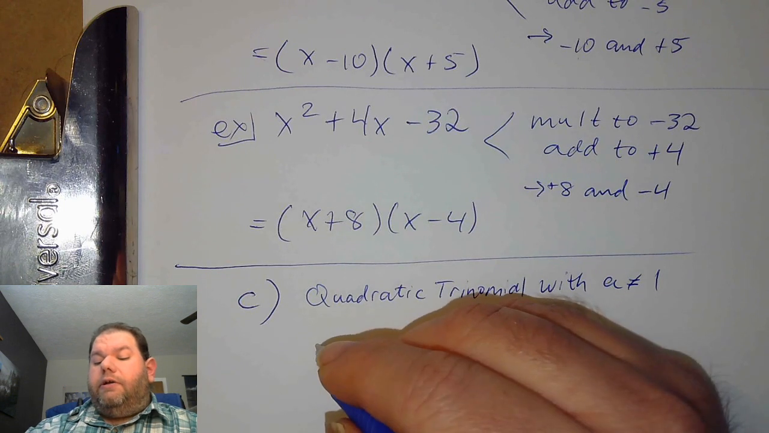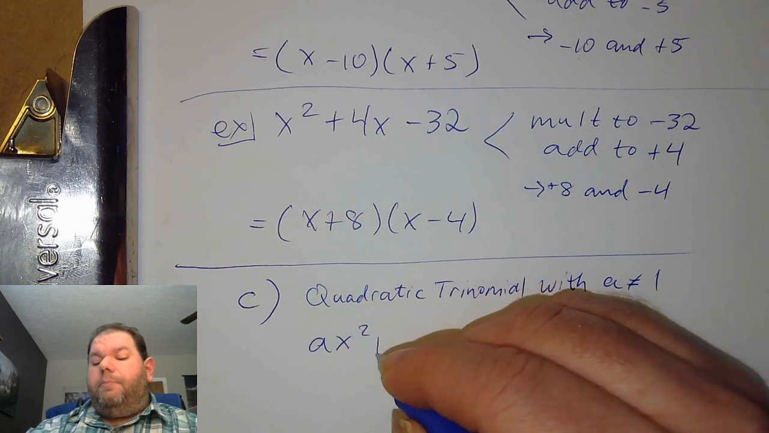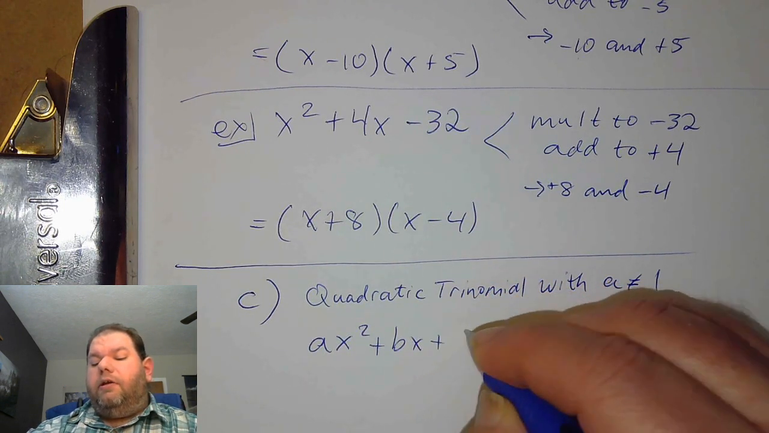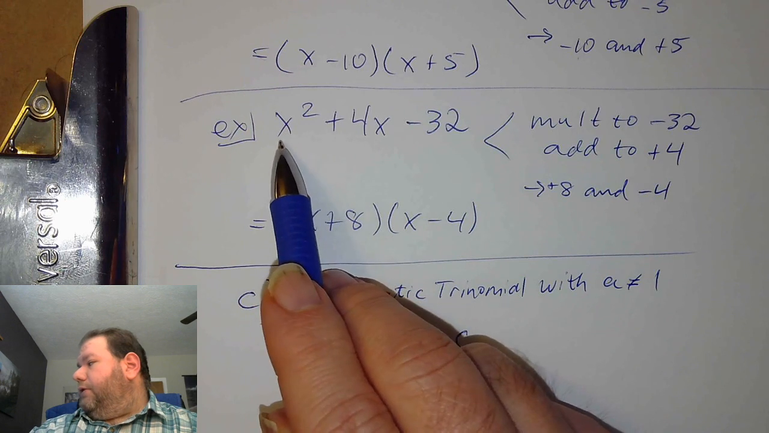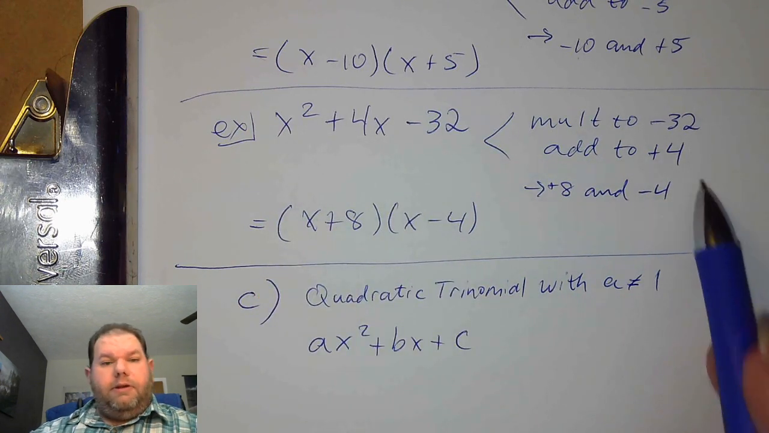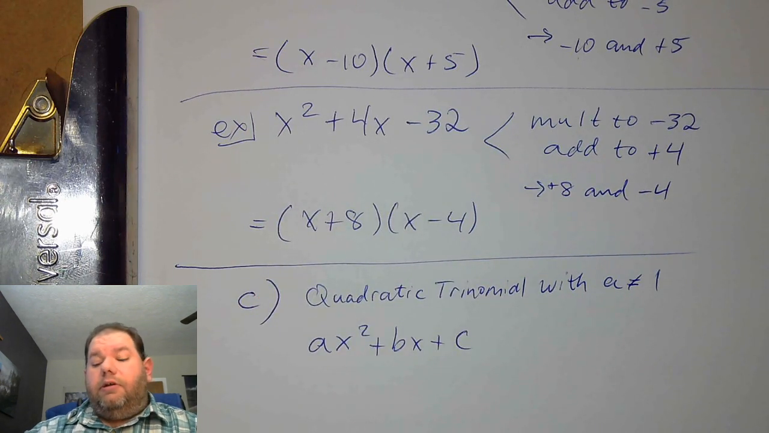And so the idea here is that we have ax squared plus bx plus c. And this time a is something besides 1. When we had it equal to 1, it made it a little bit easier overall. But when it's not equal to 1, it does make it more challenging.